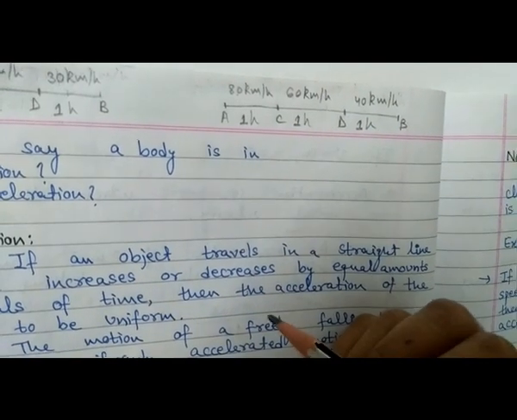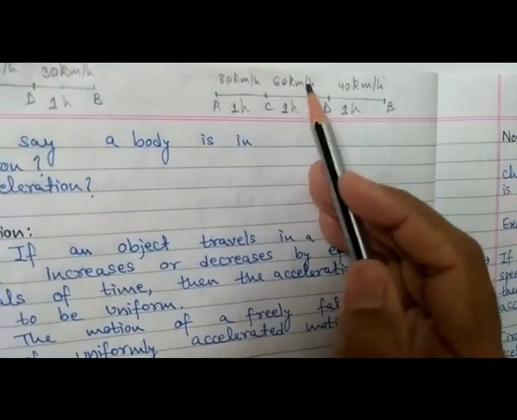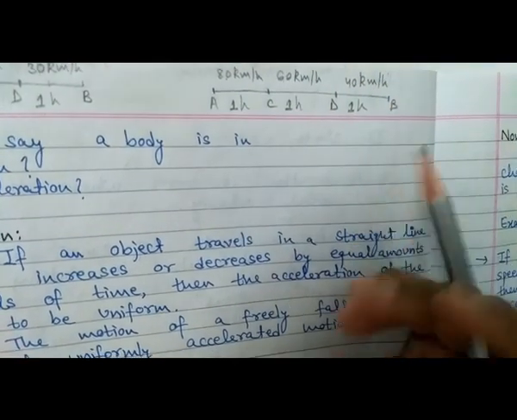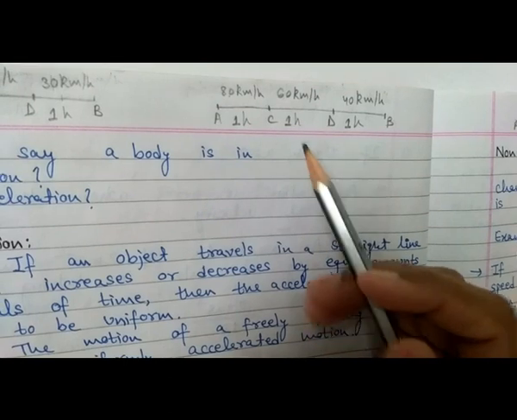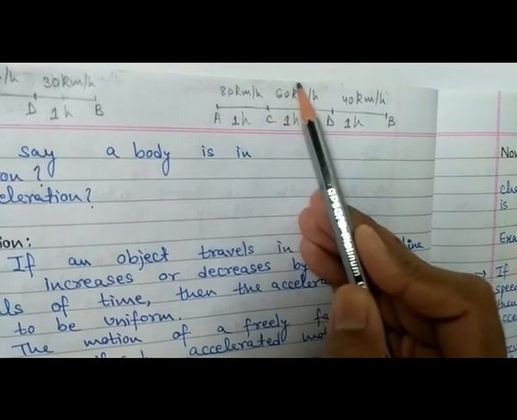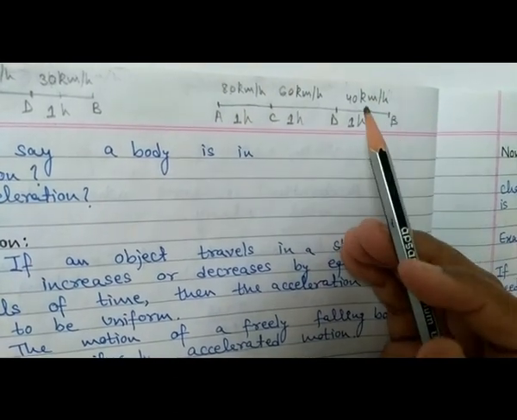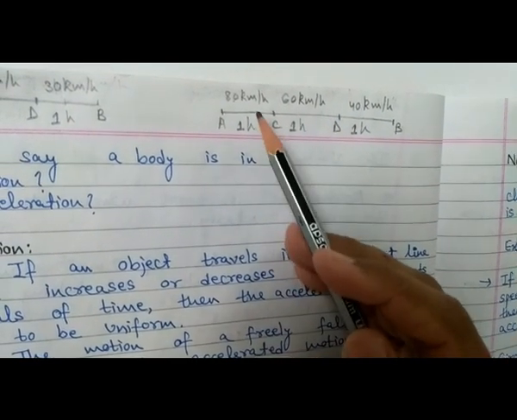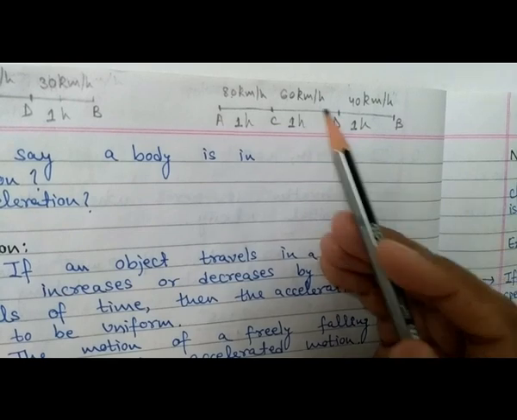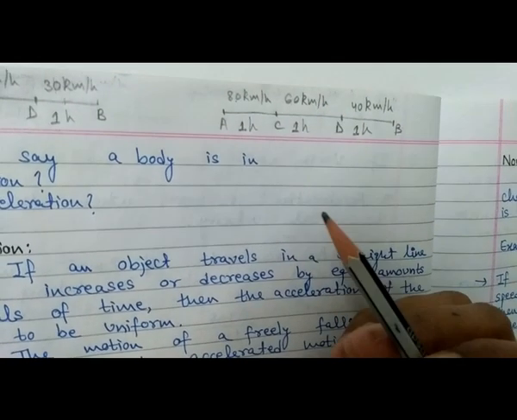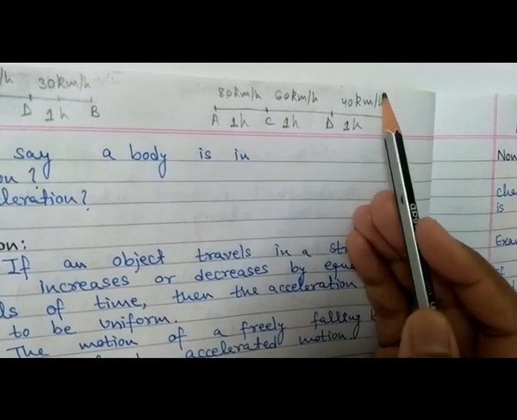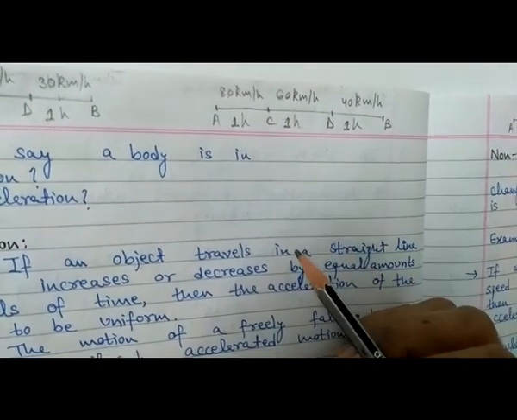What have you noticed in this example? You have noticed that there is a decrease in the velocity value, right? And there was a decrease of what? 20 km per hour every time. In every hour, there was a decrease of 20 km per hour. That means there was a uniform decrease in the velocity.